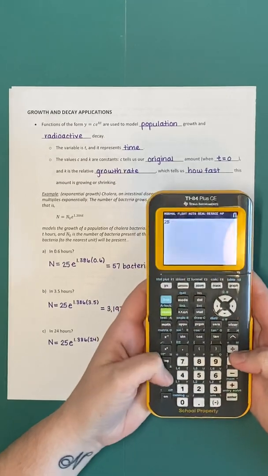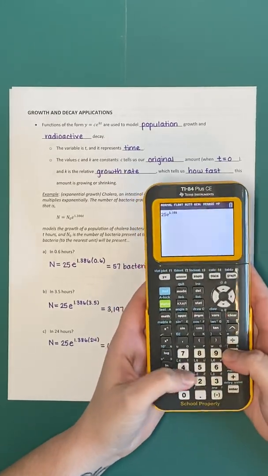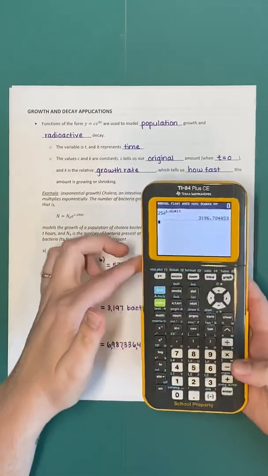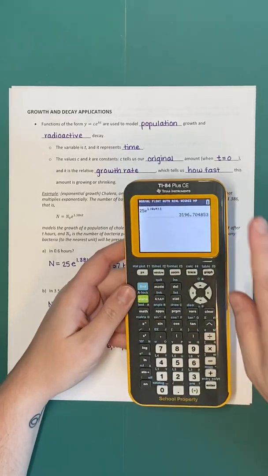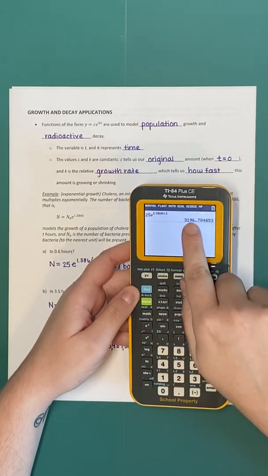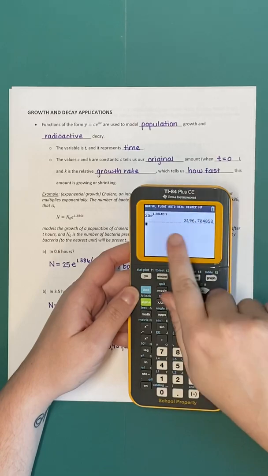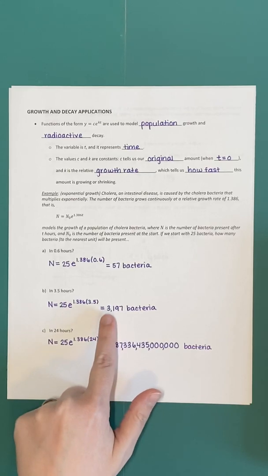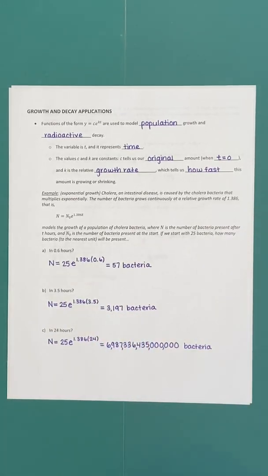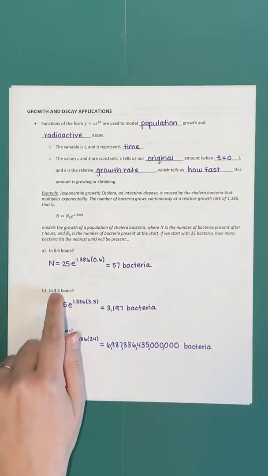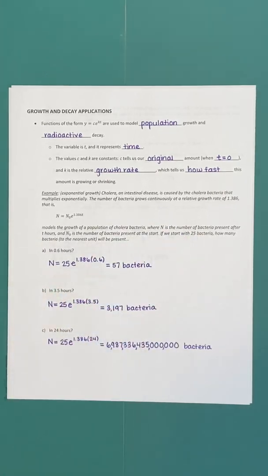So 25 times e to the 1.386 times 3.5, and I'm going to hit enter. And then we're rounding to the nearest unit. Now in this case, notice our tenths place is 7. It's greater than 5, which means we're going to take the digit we want to round to and we're going to round it up. So rather than 3196, we're going to round up to 3197. So 3197. So in about half an hour, we a little more than doubled. After 3.5 hours, we went from 25 to over 3,000, to about 3,200.